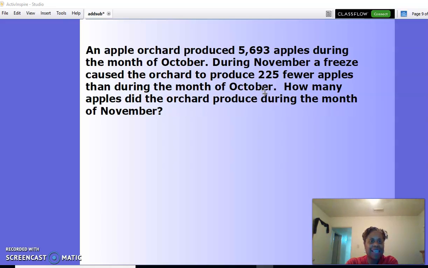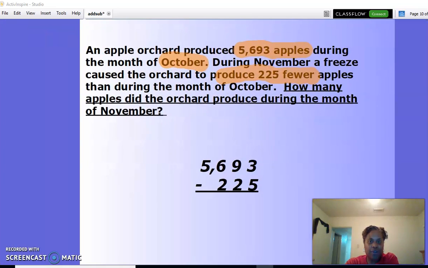Let's solve a second word problem. An apple orchard produced 5,693 apples during the month of October. During November, a freeze caused the orchard to produce 225 fewer apples than during the month of October. How many apples did the orchard produce during the month of November?